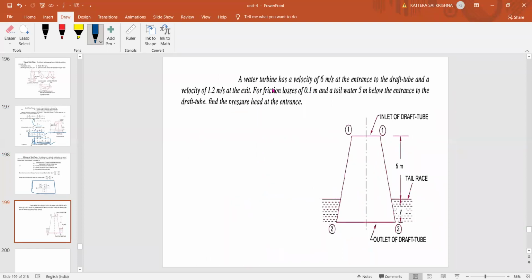A water turbine has a velocity of 6 meters per second at the entrance to the draft tube. So directly we'll start with what we want. We are considering the draft tube only. From the draft tube, the inlet velocity we need to consider, nothing but at section 1, it is 6 meters per second, and a velocity of 1.2 meters per second at the exit. So velocity at the exit is 1.2 meters per second.